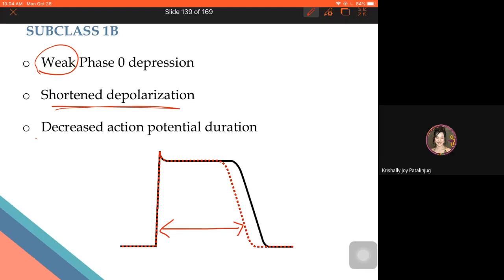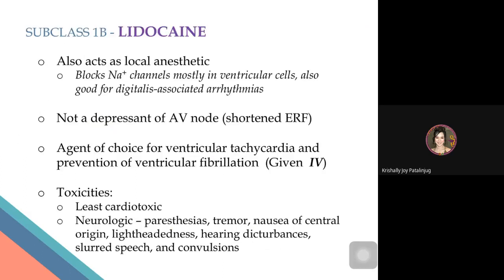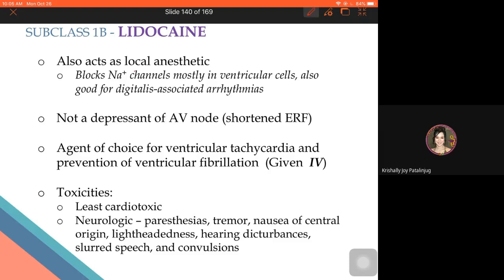For the specific examples, first on the list we have lidocaine. I believe you are all familiar already with lidocaine being a local anesthetic. Di ba? Part to ng central nervous system drugs sa pharmacology 1. So as stated here, it also acts as local anesthetic. And plus, in this lesson, si lidocaine is an anti-arrhythmic.